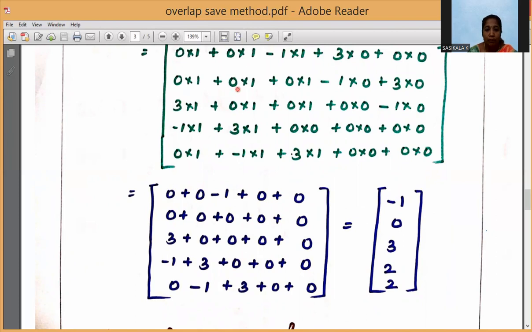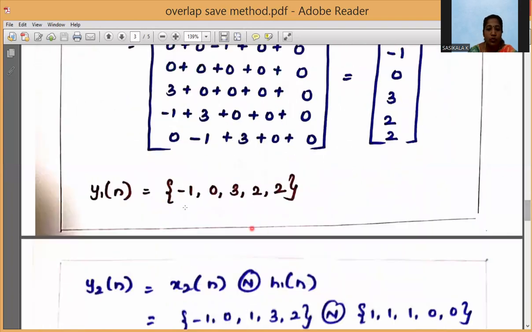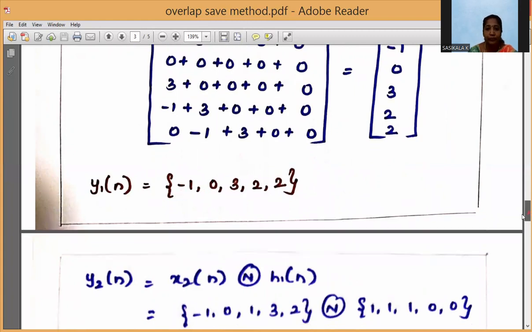Second row, 0 plus 0 plus 0 minus 1 plus 0. Third row, 3 plus 0 plus 0 plus 0 plus 0. Fourth row, minus 1 plus 3 plus 0 plus 0 plus 0. Fifth row, 0 minus 1 plus 3 plus 0 plus 0. So when we add, we will be getting minus 1, 0, 3, 2 and 2. So y1 of n is equal to minus 1, 0, 3, 2, 2.